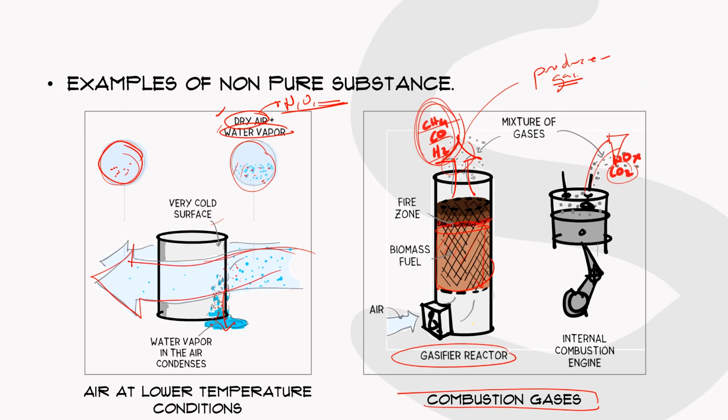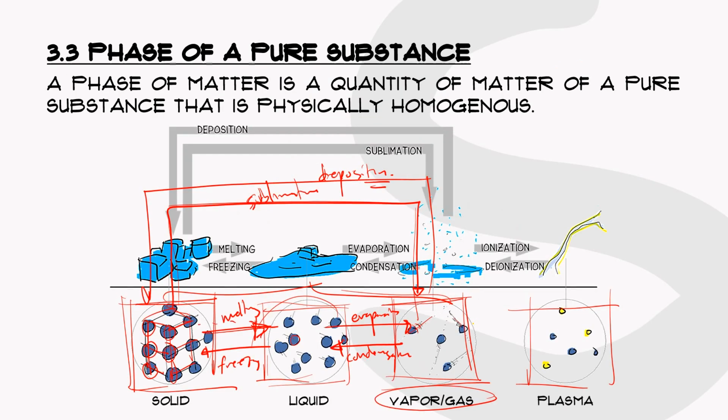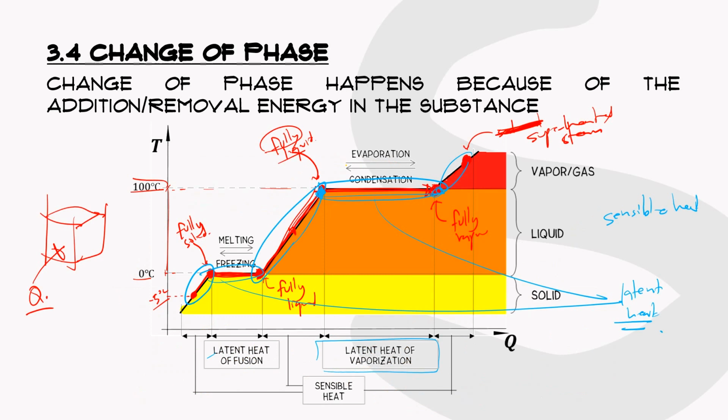And then we talked about the phases of a pure substance: the solid, liquid, and vapor phases. For the change of phase, we have these terms: melting, evaporation, freezing, and condensation. And from solid to vapor, we have a process called sublimation, and the opposite process is what we call deposition.